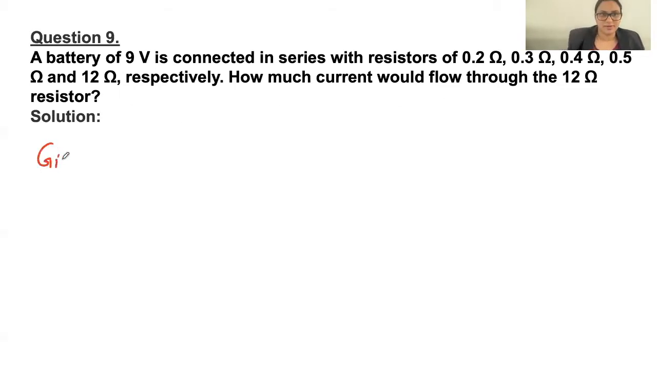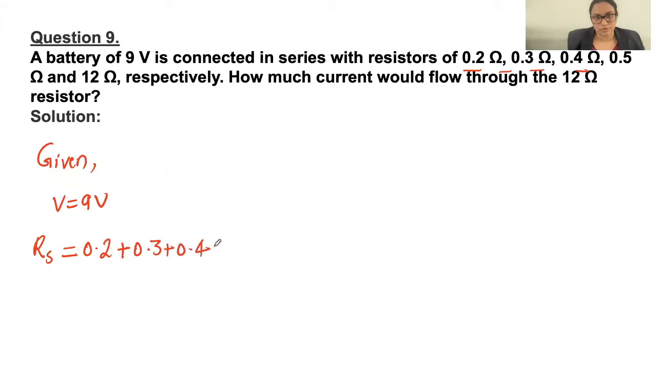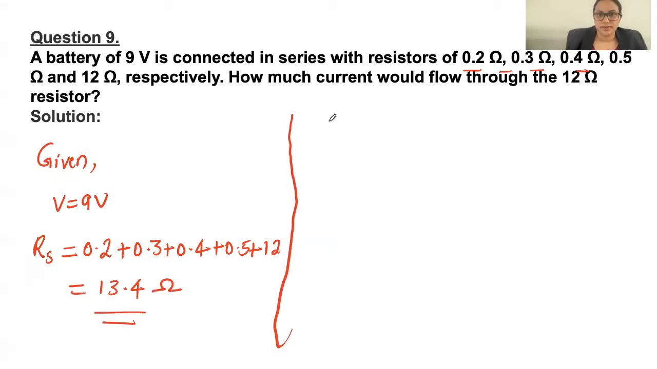That is given here. Given V is 9 volt and the resistance values are given here. So let us calculate the equivalent resistance. In series, it will be the sum of all these 5 resistors, that is 0.2 plus 0.3 plus 0.4 plus 0.5 plus 12, which gives you what? 13.4 ohm. So let us calculate the current flowing through 12 ohm resistor.